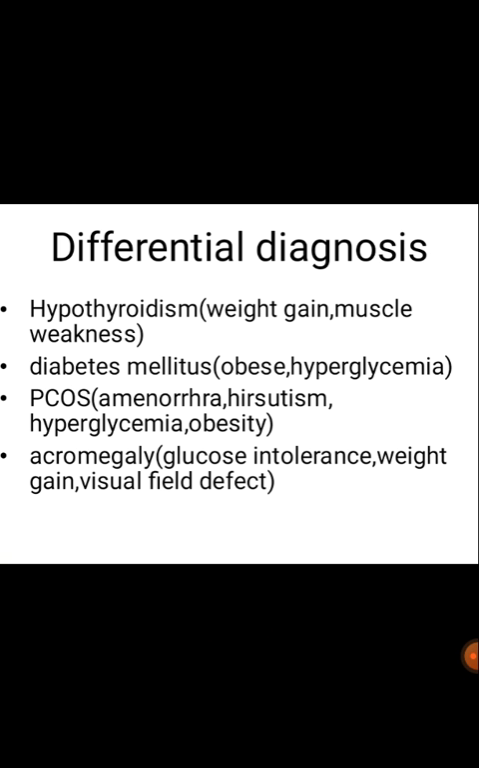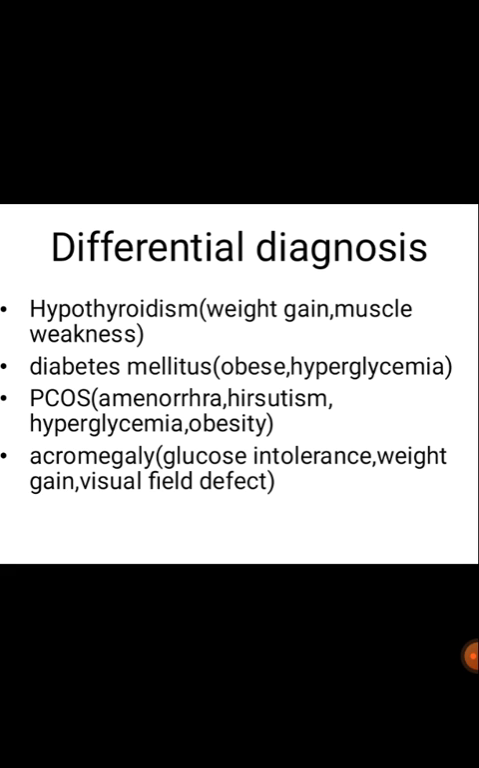The differential diagnoses include hypothyroidism, diabetes mellitus, polycystic ovarian syndrome, and acromegaly. In hypothyroidism, patients present with weight gain and muscle weakness, same as in Cushing syndrome, but this can be confirmed with thyroid function test. In diabetes mellitus, patient present with obesity and hyperglycemia. A fasting sugar and HbA1c confirms the diagnosis of diabetes mellitus.